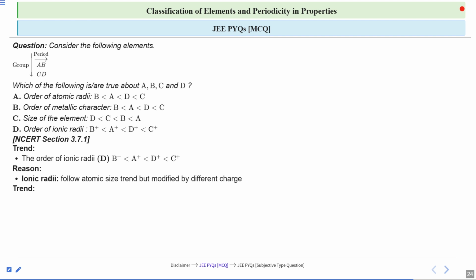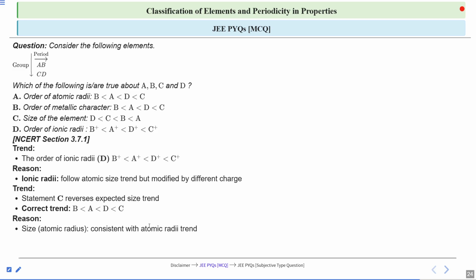Now, the trend which is wrong is your statement C. And the correct trend would be BADC, which is same as your A, B, and D. Okay? And what is the reason? The reason is your size. So, this size is consistent with the atomic radii trend. So, we can say that option B is correct, which is A, B, and D only.